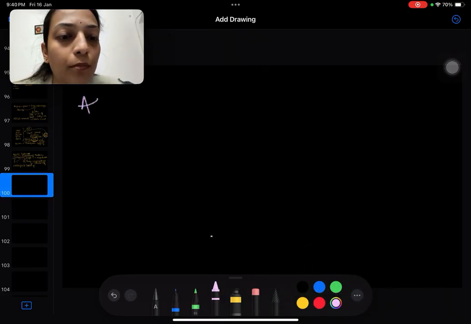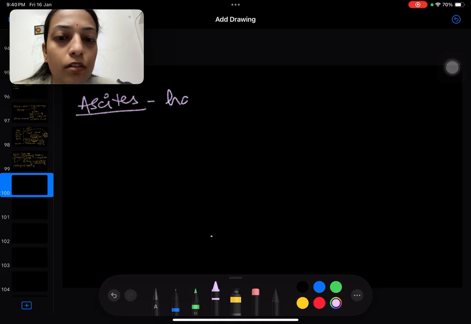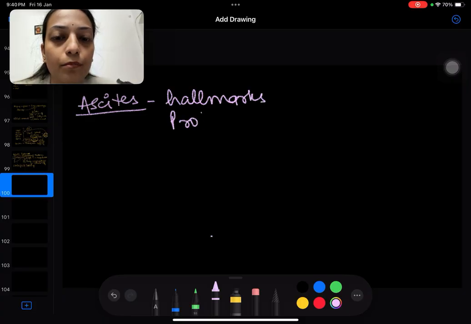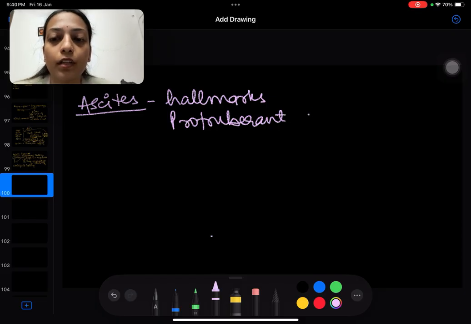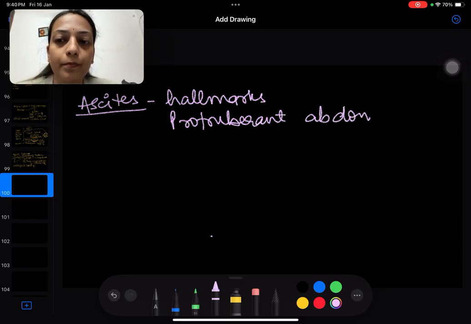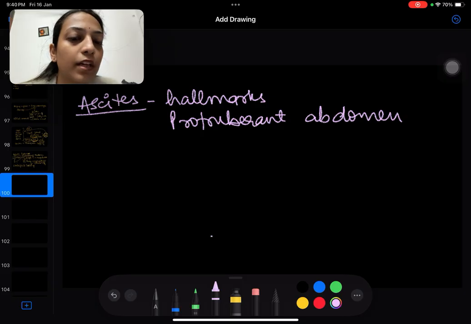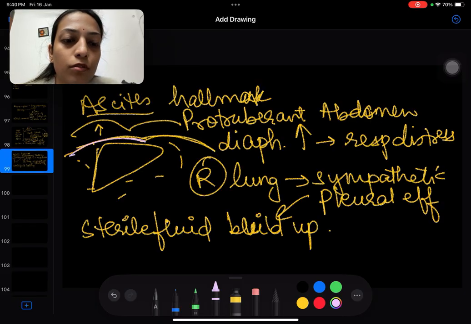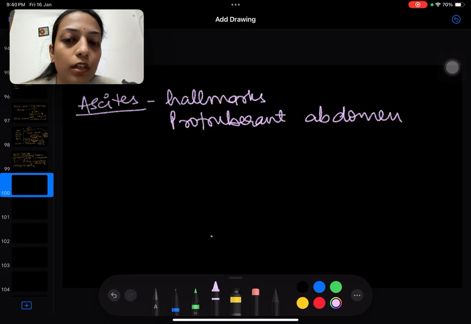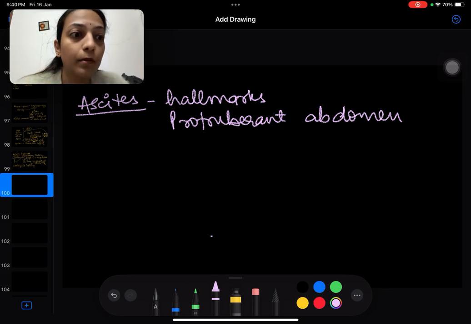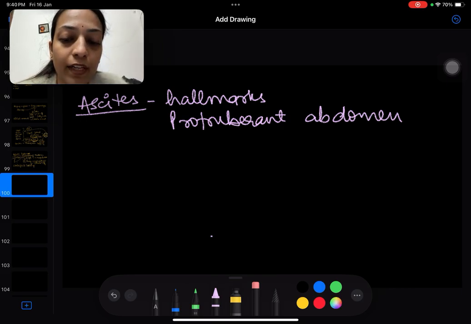So we were talking about ascites. Ascites is one of the hallmarks of CLD. It is a protuberant abdomen. What else? Diaphragm, as told earlier also, is displaced upwards, so there is respiratory distress. Then there is also one entity known as the sympathetic pleural effusion.